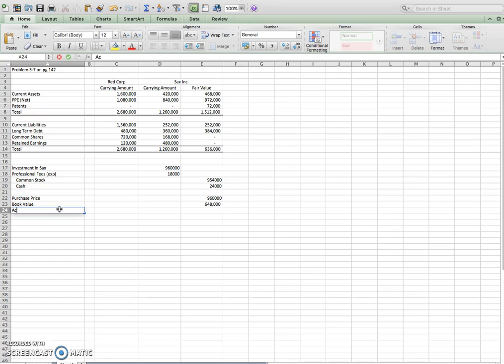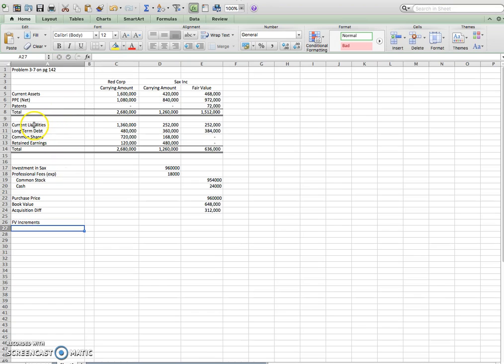This means that the acquisition differential is the difference between these two figures, the 960 less 648 gives us 312,000. So this 312,000 now needs to be further split up between what's associated with the fair value increments and goodwill. How we do that is we're going to be heavily relying on the information up here between the carrying amount and the fair value. So let's leave a little bit of space, and we're going on to fair value increments.